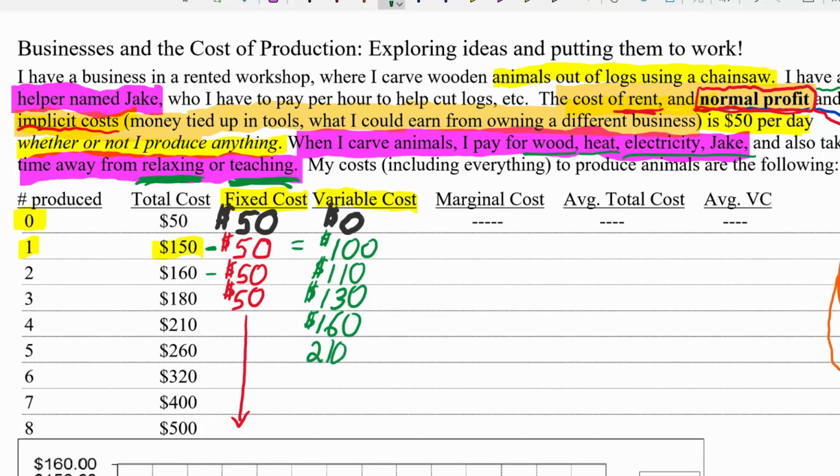$210, $270, $350, and $450 being spent on labor and materials costs.